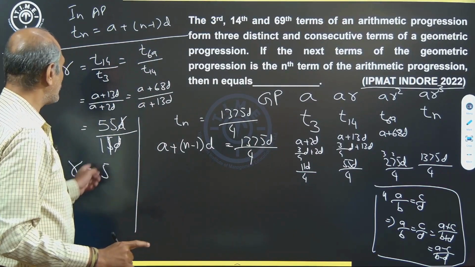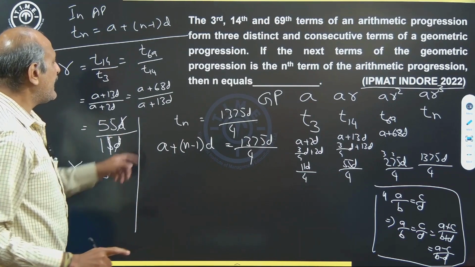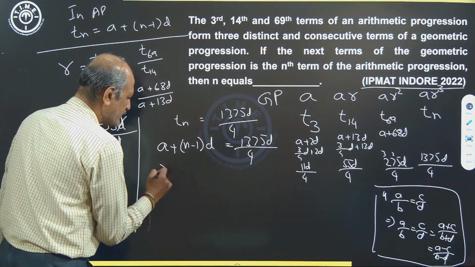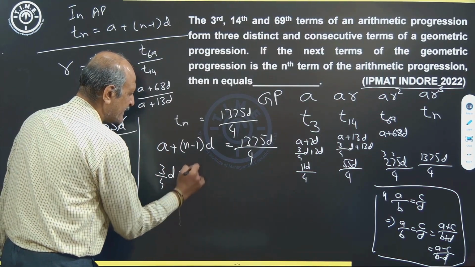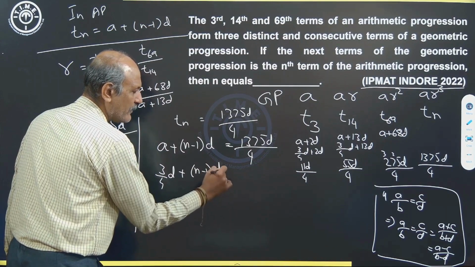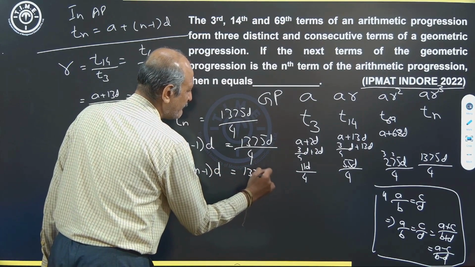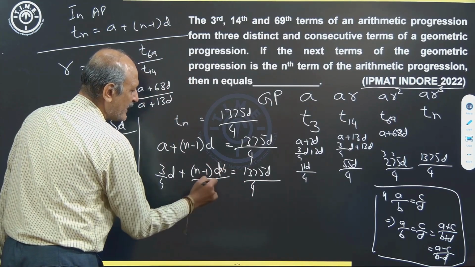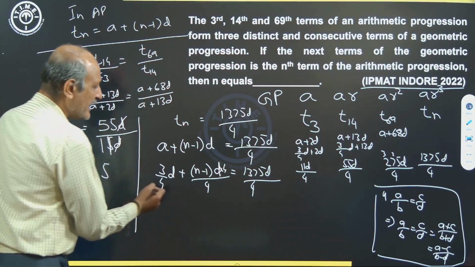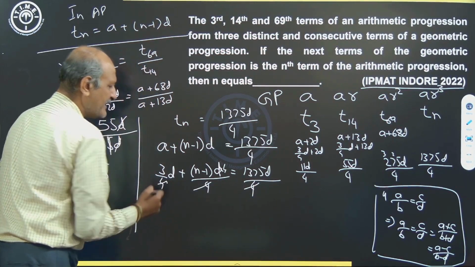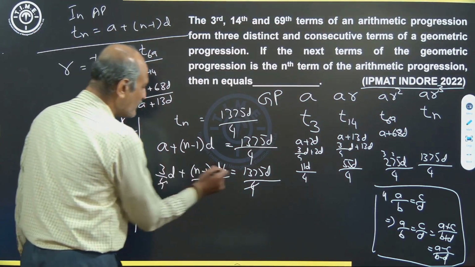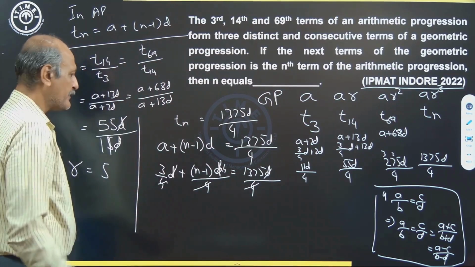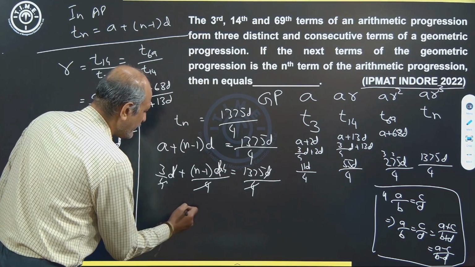One thing we know is that a is equal to 3/4 of D. So that's what I'm going to substitute. It is 3/4 into D plus (n minus 1) into D, is equal to 1375 into D whole divided by 4. So I want to multiply this by 4 and divide by 4. In doing so, the common denominator 4 can be cancelled out. The D also can be taken common and cancelled from both sides of the equation. So what is left out is like this.